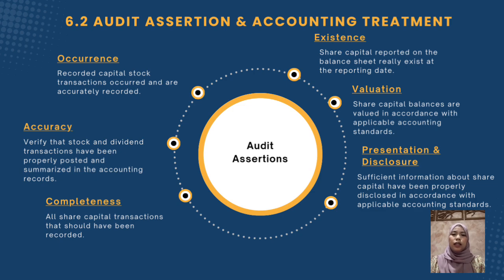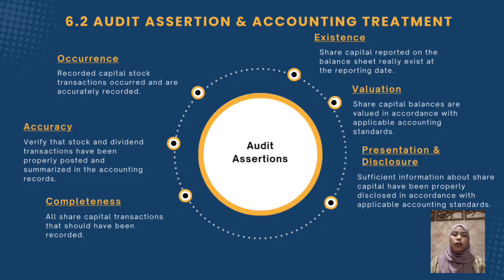The first assumption is occurrence, which means that all transactions related to equity, such as share issuance, capital injections, and dividend payments, must have actually taken place and must be properly authorized. For example, auditors will check supporting documents such as resolutions or share issuance records to ensure the transactions are legitimate and not fictitious. The second assumption is accuracy, which focuses on whether the amounts recorded in the financial statements are correct. This includes ensuring that share capital, share premium, and dividends are calculated and recorded without errors.